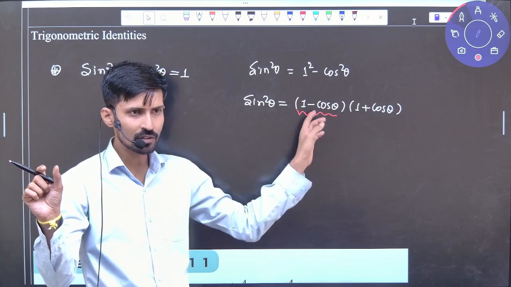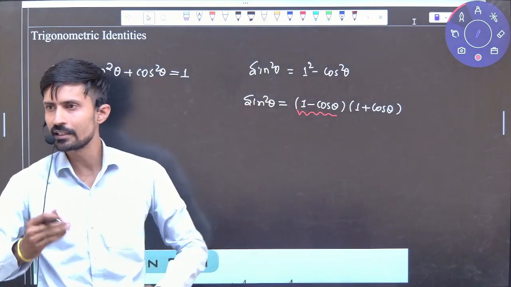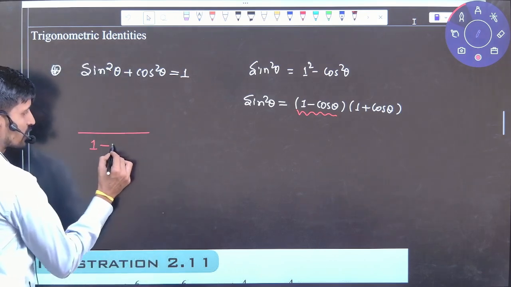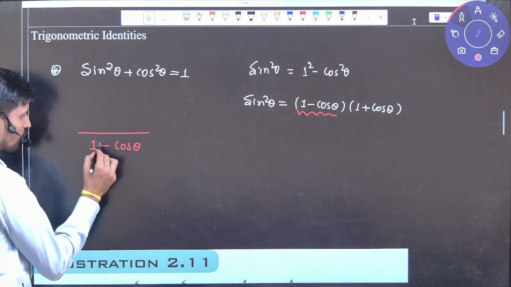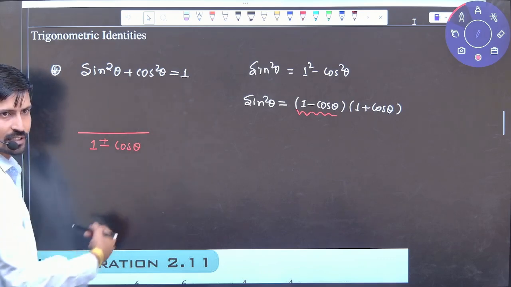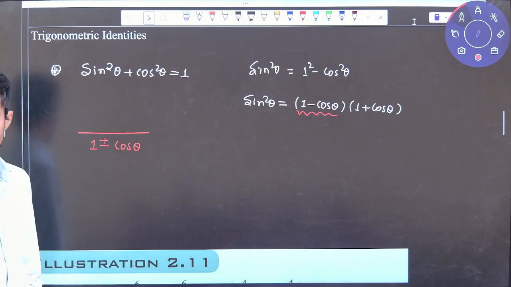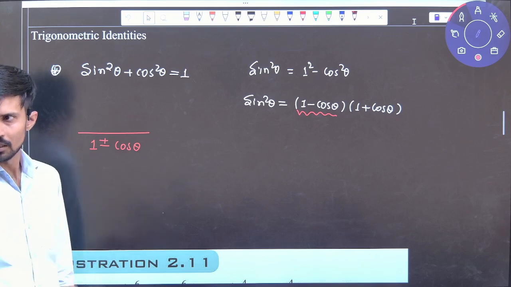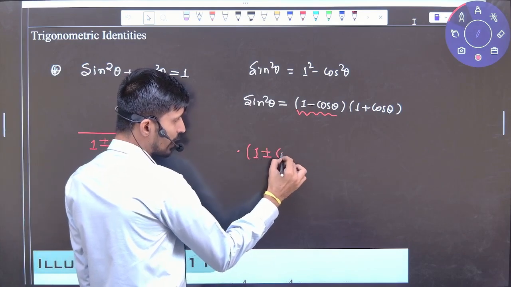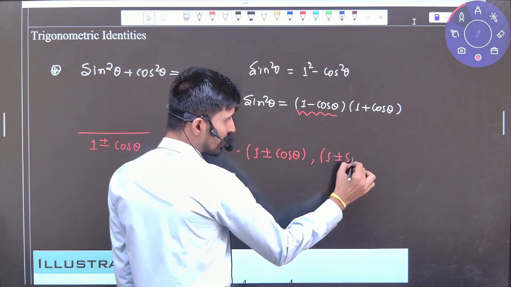So when we multiply with 1 plus cos theta, it will become sin square theta. This we call the rationalization concept. Suppose in any proof 1 minus cos theta or 1 plus cos theta is there in the denominator. Just rationalize by its opposite sign and you will get the answer in the next step. Understood? So what we are learning here: whenever 1 plus or minus cos theta or 1 plus or minus sin theta is there.